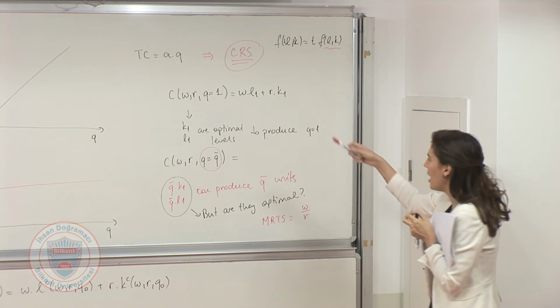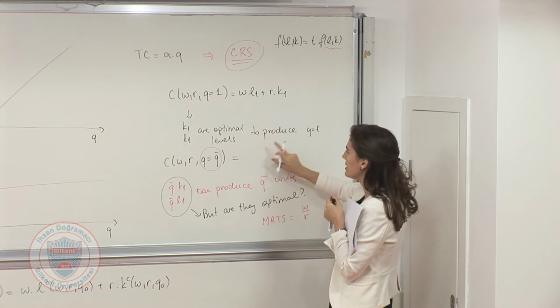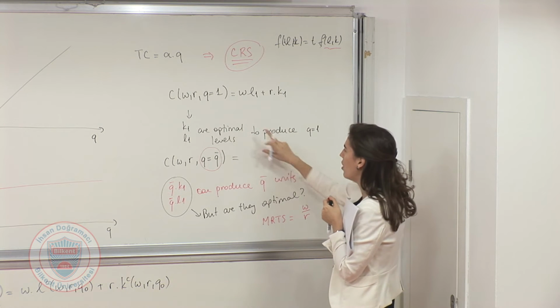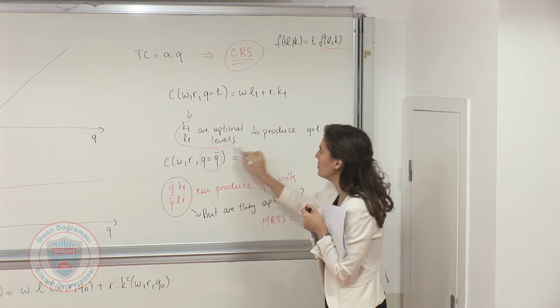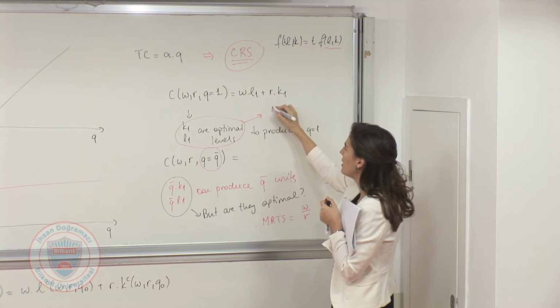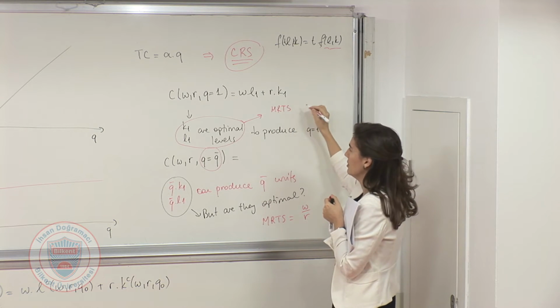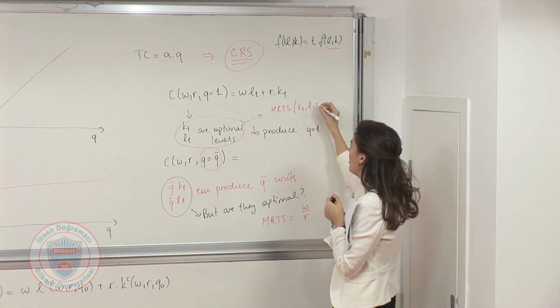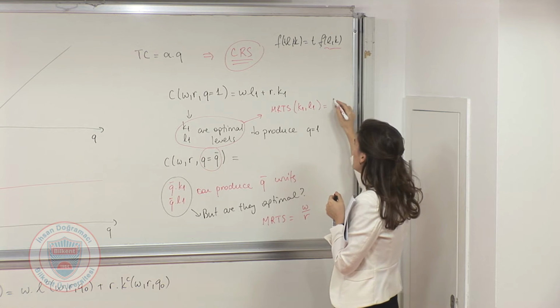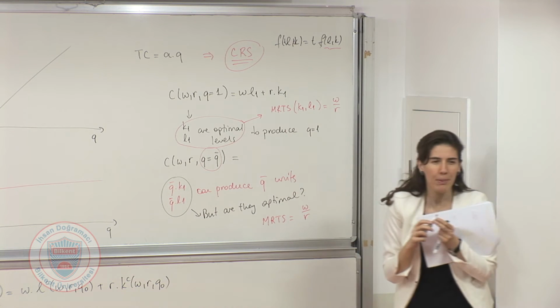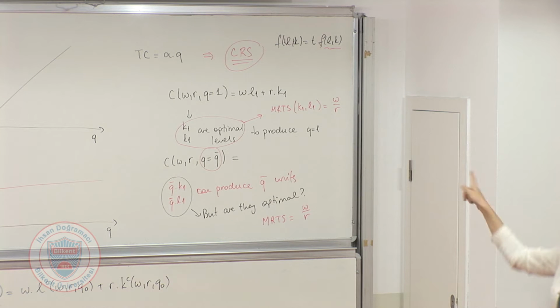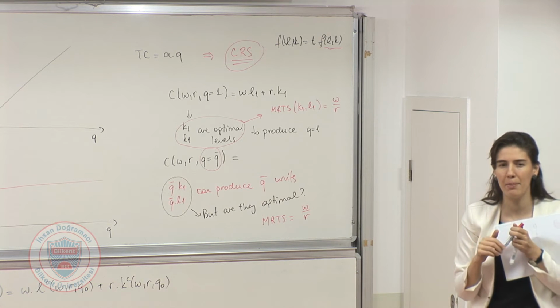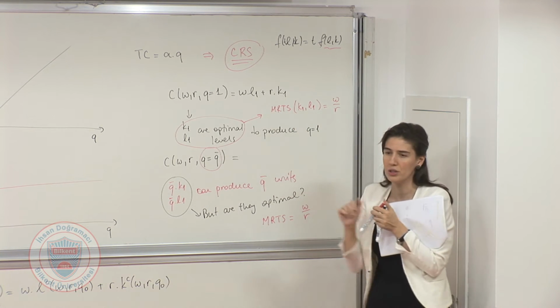So here I know that, if these guys are optimal levels, then I know that MRTS, let's say it is a function of K1 and L1, is equal to wage over R. But what do we know? If there's constant returns to scale, we know what about the marginal rate of technical substitution?